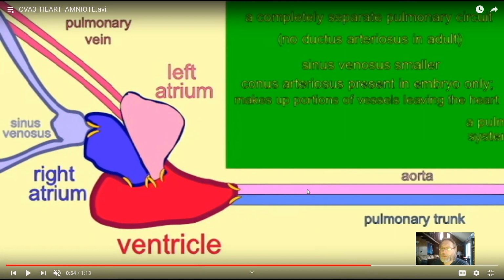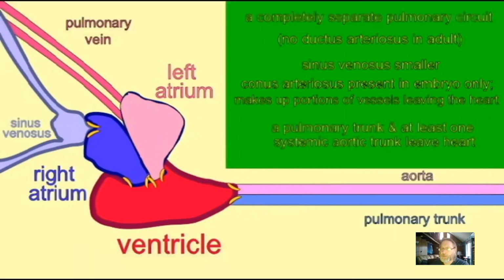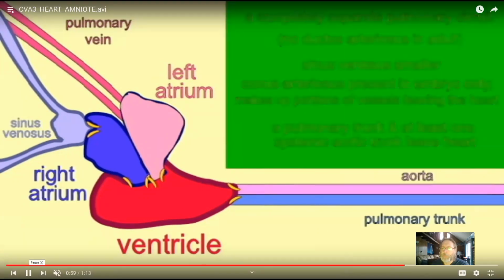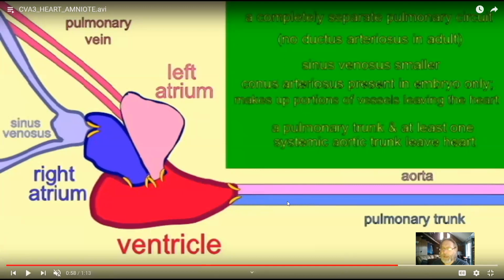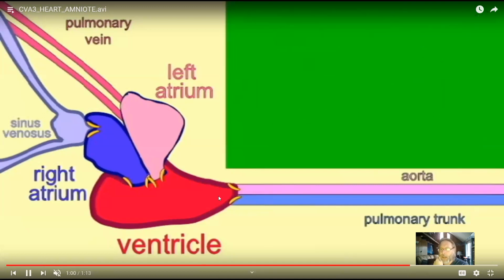The conus arteriosus, or the truncus, may be present in the embryo only, and then makes up portions of the vessels which are leaving the heart. And the pulmonary trunk and at least one systemic aorta leave the heart. There can be two systemic aortas. So if you ask what happens to the truncus arteriosus, that then becomes divided blood vessels, which are now separating blue deoxygenated blood and red oxygenated blood.